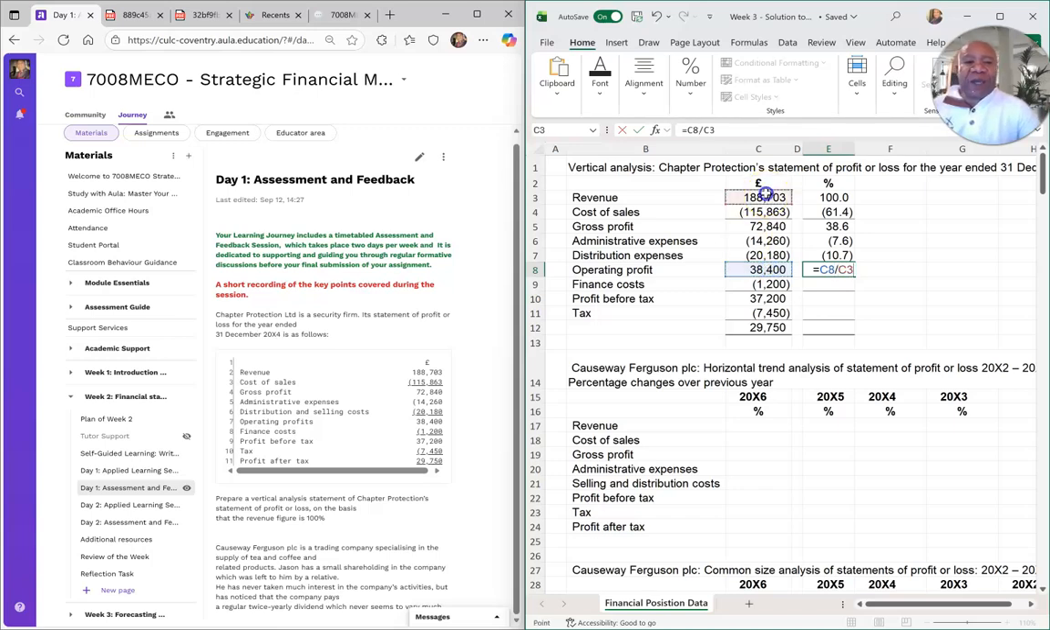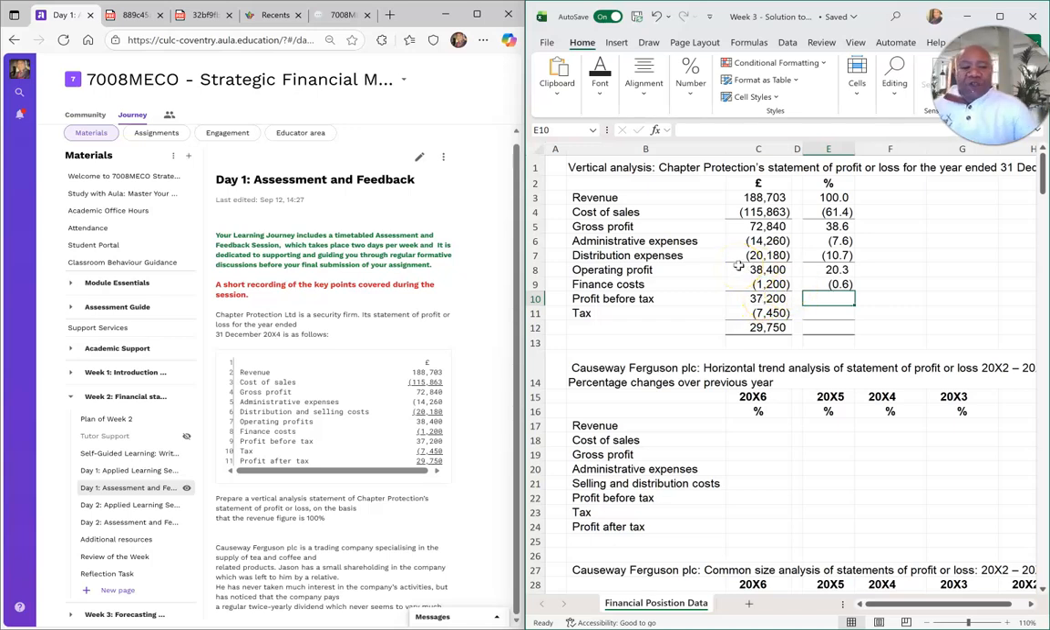So we divide that by sales and multiply by 100. As you can see, everything is divided by the base figure, which is the revenue figure. And so we can do the rest like that. And that really is the answer for that question, which is common size analysis. We simply take every item and we divide it by the base figure, which is in this instance revenue.